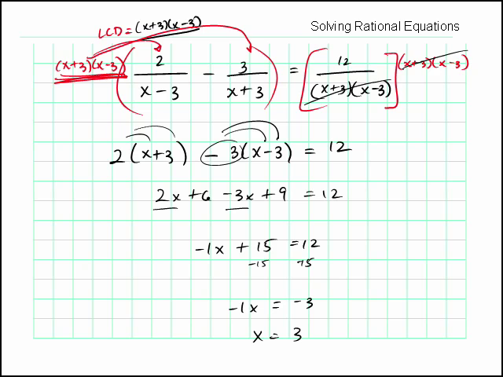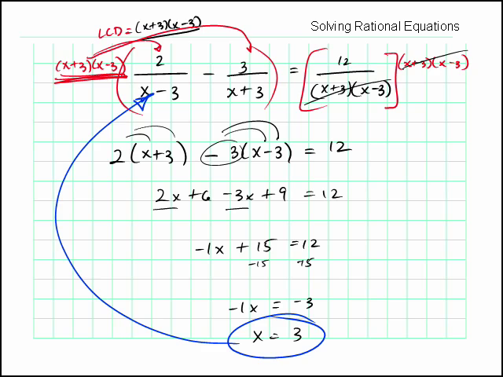Now, remember what I said earlier. When you are solving a rational equation, you have to make sure that you don't have an answer which will cause division by 0. So if I take a look right here, if x is 3 and I go up to the original, notice that right there, if I plug in 3 for that x, I've got 2 divided by 0.